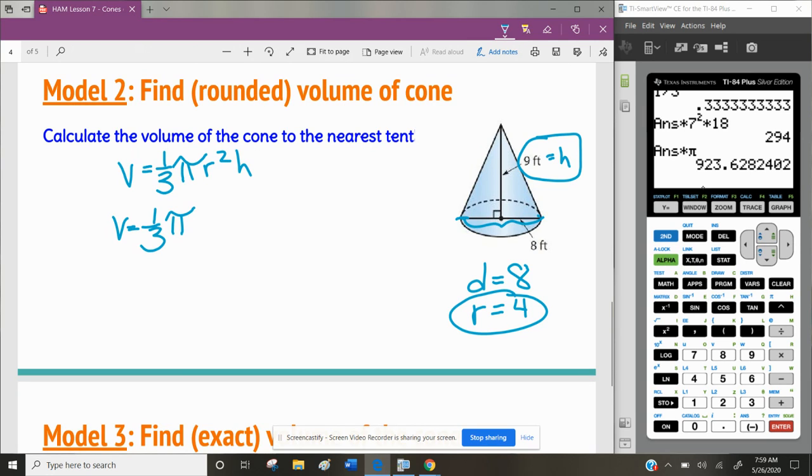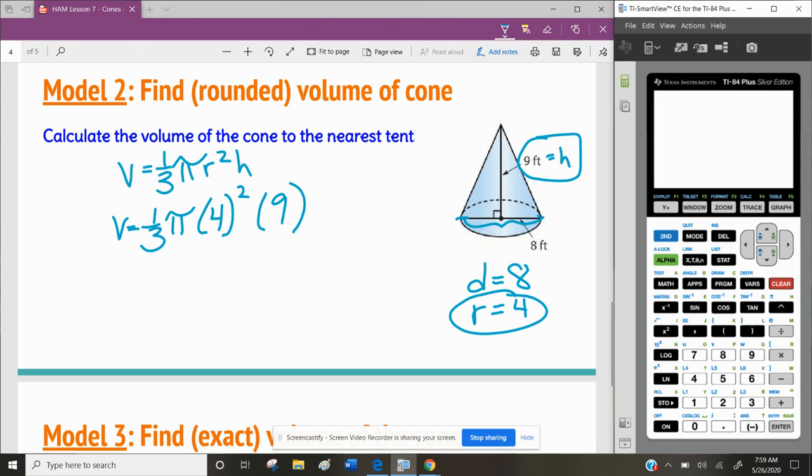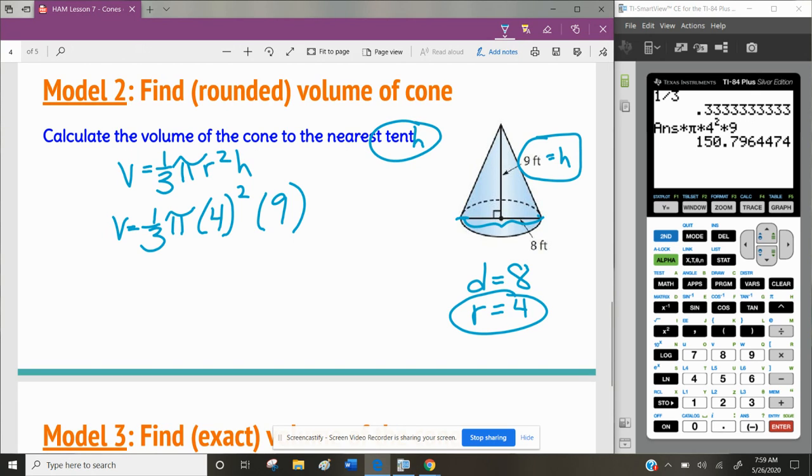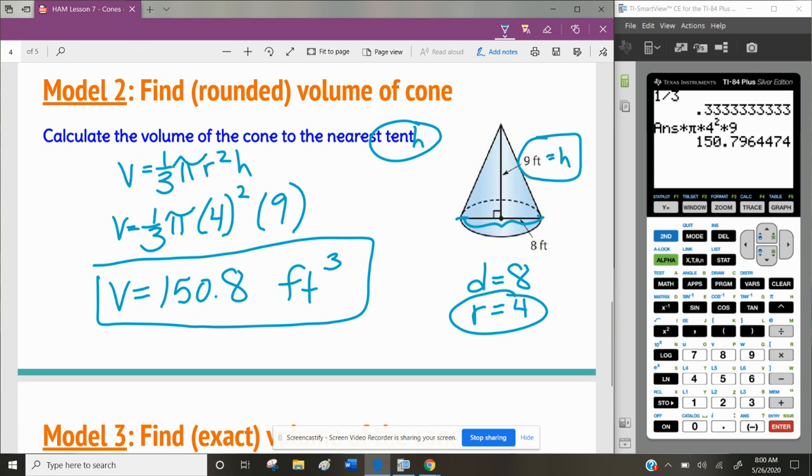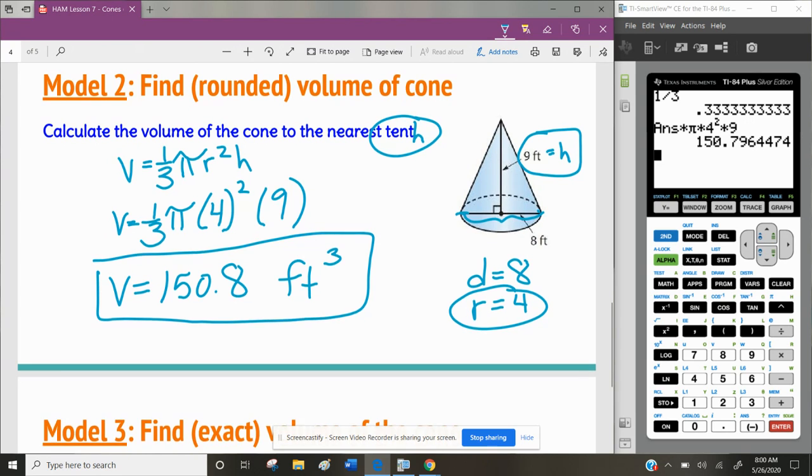1/3 pi times r, our radius, which is 4, times our height, which is 9. And since this is rounded, I'm just going to type that all into my calculator together, times pi, times 4 squared, times 9. And we're going to round to the nearest tenth here. So V equals 150.8. And if we were to put units, that would be feet cubed. So 150.8 feet cubed for the volume of the cone.